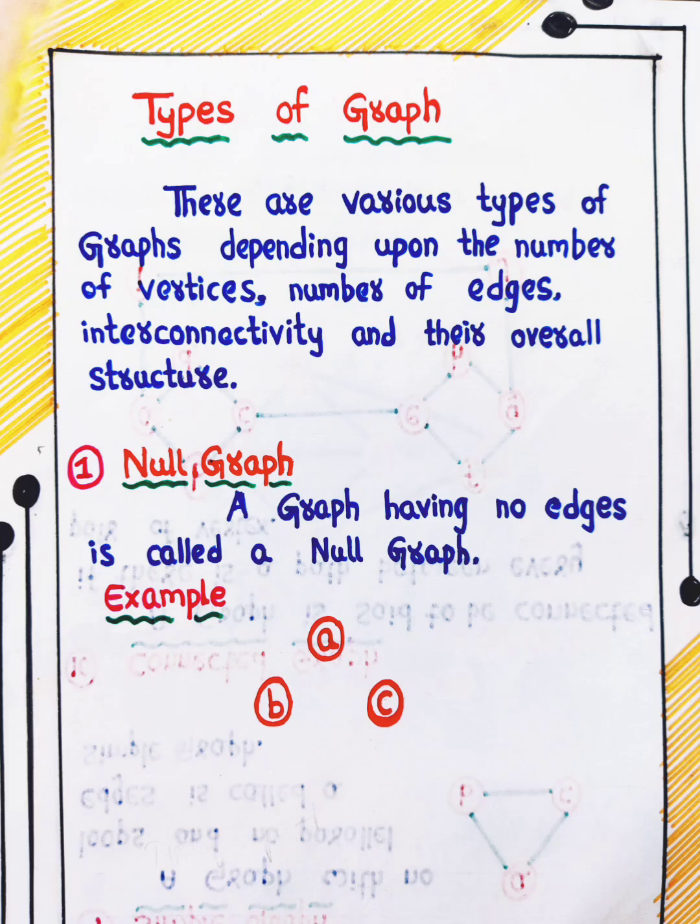First one, null graph. A graph having no edges is called a null graph. Below example, we can see the A, B, C. There are three nodes, but there are no edges, so it is a null graph.